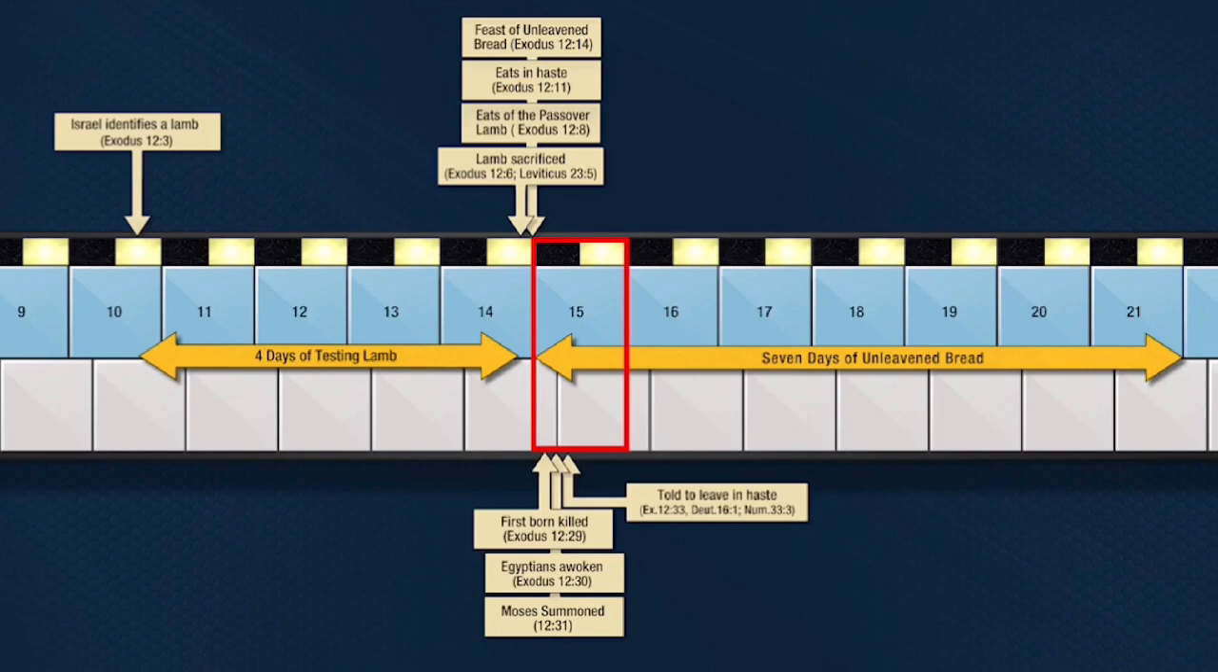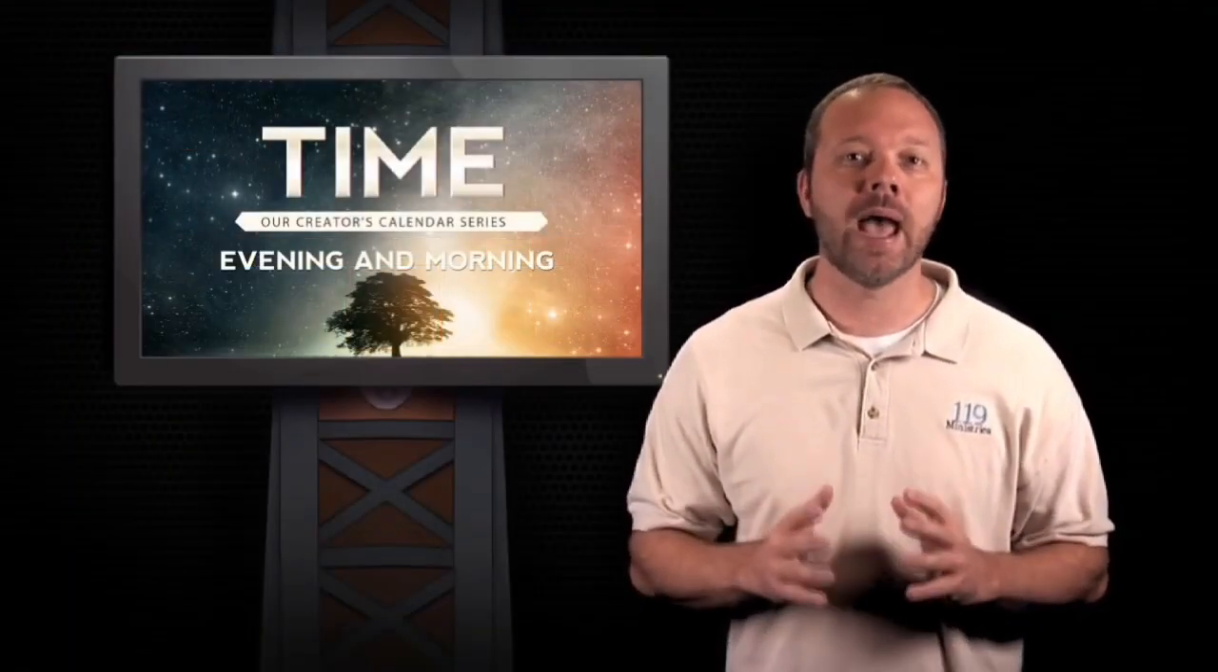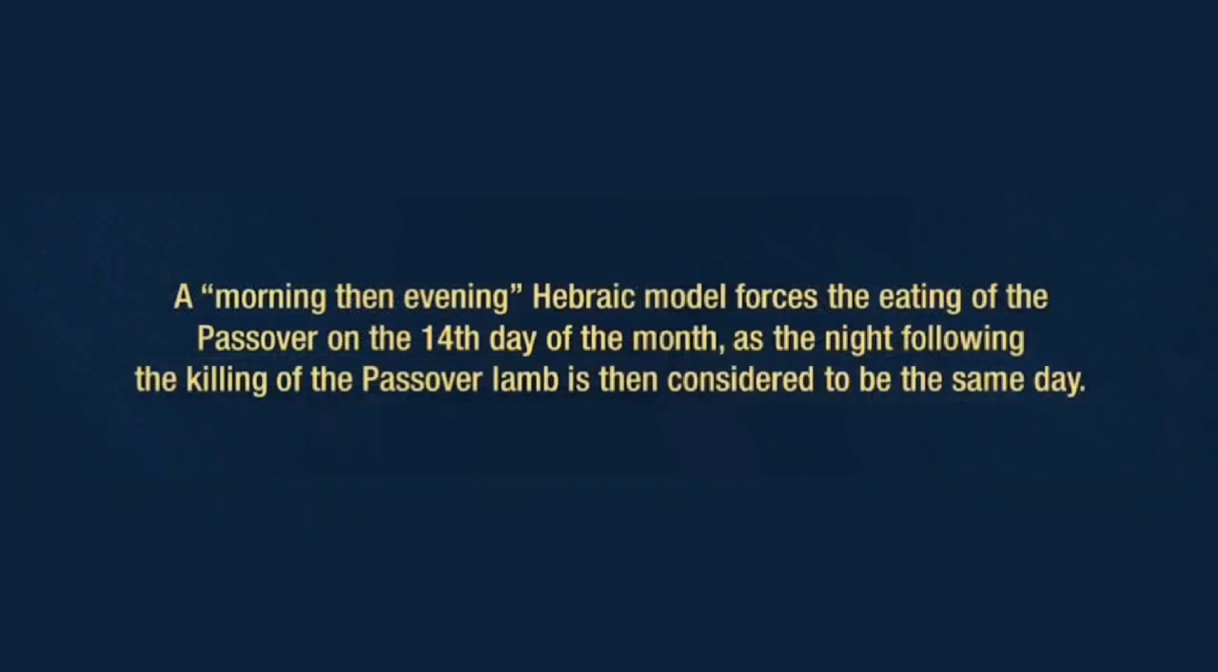Thus, the 24-hour Hebraic day does not and cannot start in the morning. A morning-then-evening Hebraic day model is not compatible with the events outlined in the Exodus. The Passover is eaten on the 15th day of the month, which was defined as the night following the killing of the Passover on the 14th. Israel left that same night.